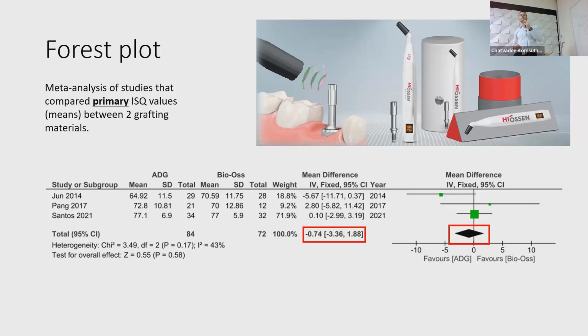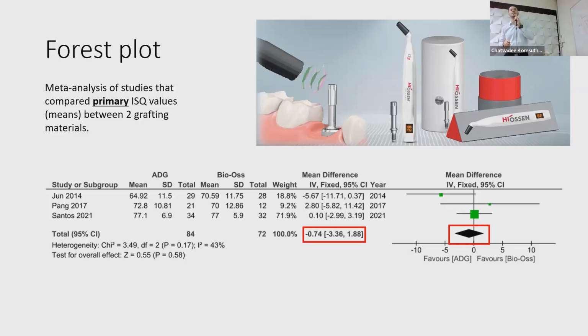It's -0.74. So the lower angle represents that result. Do you understand? Yes, the lower angle here represents that result. Now, the diamond is a little bit different than those squares because the left and right angles represent the 95% confidence interval. So when I have a bigger range of the 95% confidence interval, it will be a bigger diamond. Do you understand? So again, the lower angle is that number, and the right and left angles are basically the 95% confidence interval. Is that clear?